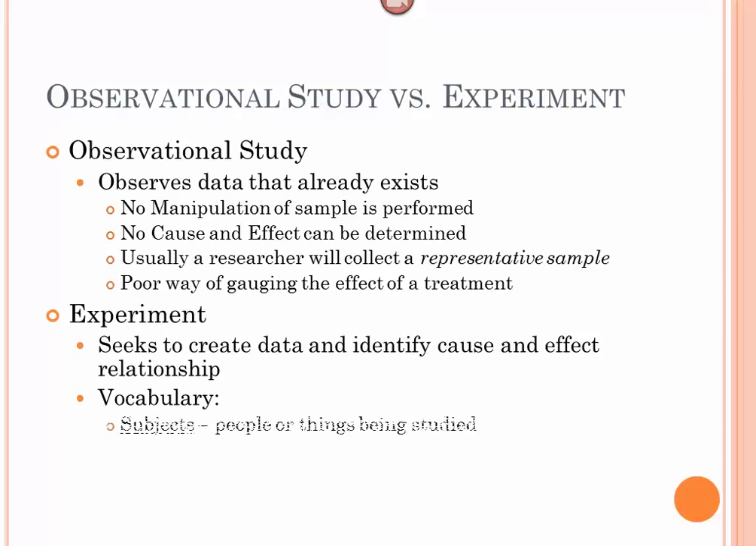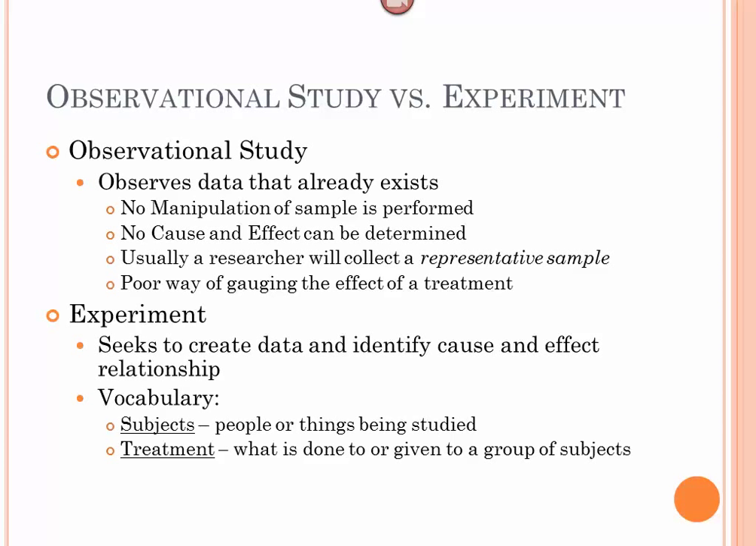So some vocabulary that goes along with this. The subjects within an experiment are the people or things that are being studied. Again, they're kind of like the individuals in an observational study. The treatment is what we do to that group of subjects. It could be running some sort of visual test on them, running a hearing experiment on them, or giving them medication that wasn't introduced before. So these are all treatments that we give to a group of subjects.